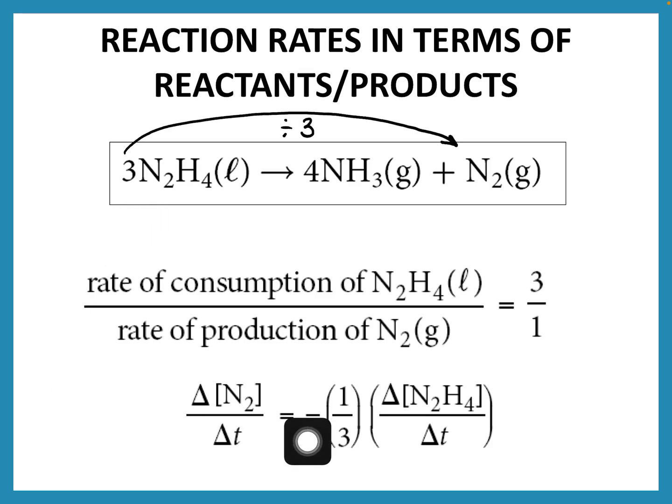So the negative accounts for the fact that hydrazine is being used up, so over time there's less of it, while over time, nitrogen is being produced, so there's more of it. So the negative will account for that change, and for every 3 hydrazine, there is only 1 nitrogen. So the 1/3 there will account for that. So the rate of production of nitrogen is equal to negative 1/3 of the rate of consumption of hydrazine.